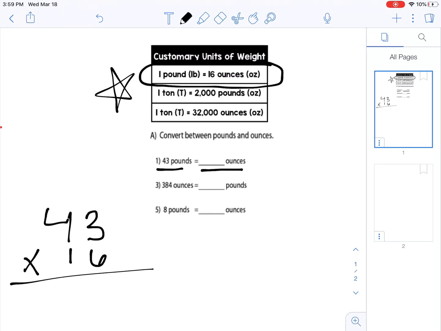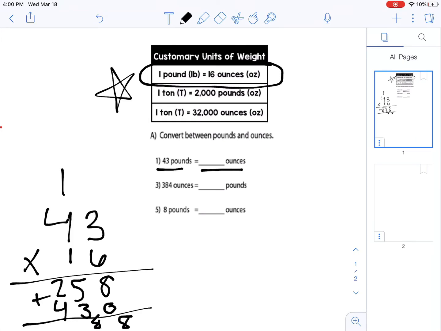So 3 times 6 is 18, carry the 1. 6 times 4 is 24, plus 1 is 25. Have that placeholder. 3 times 1 is 3. 1 times 4 is 4. Add them together and you have 8, 8, 6. So our answer right here is 688.